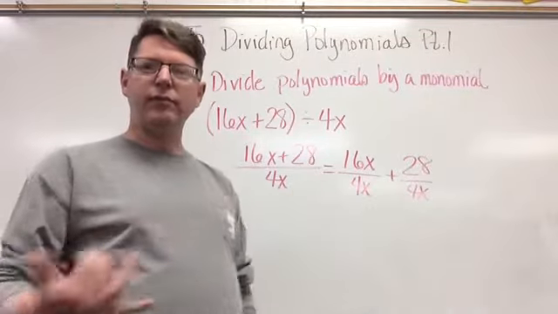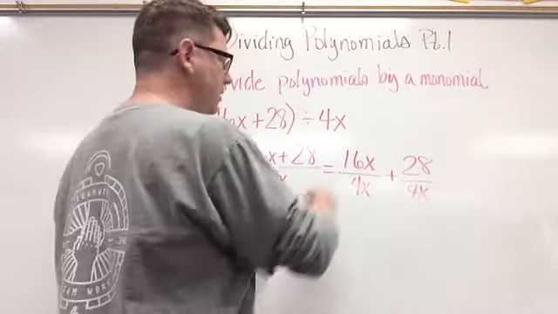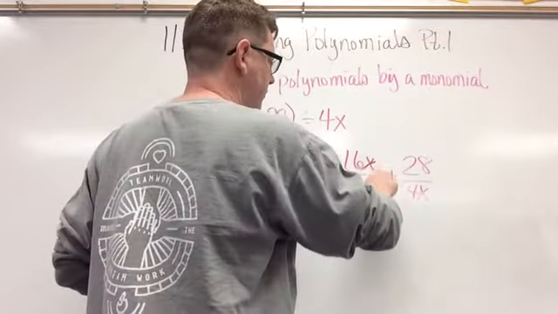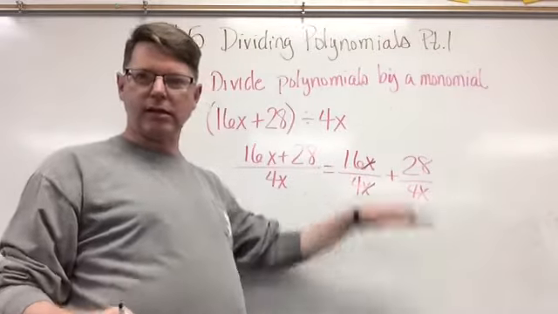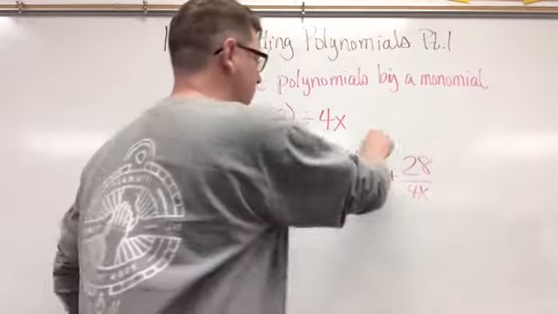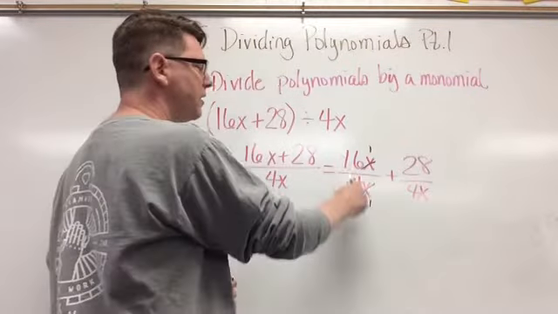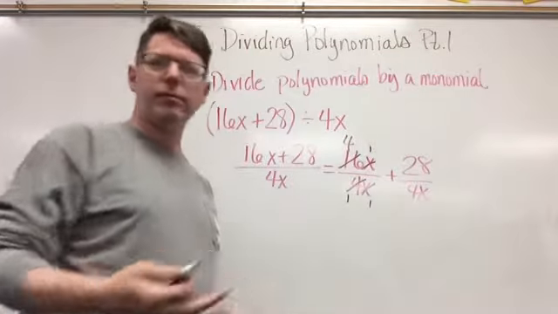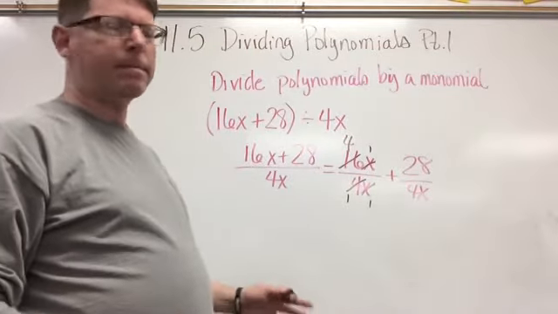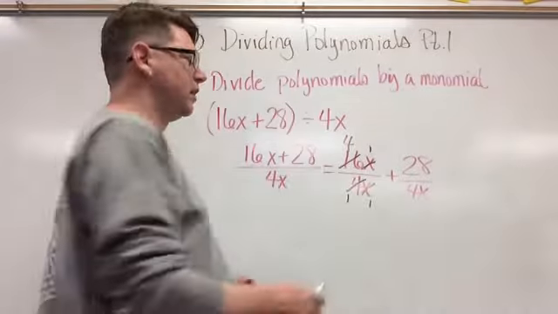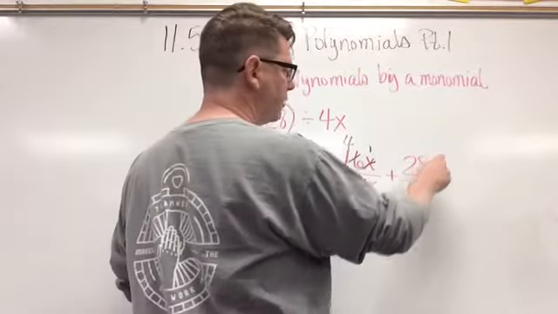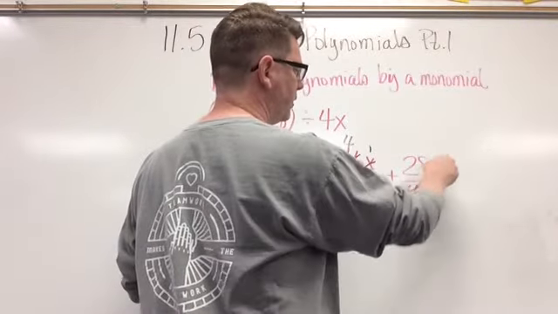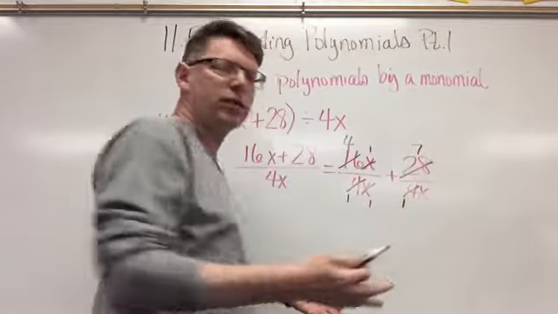Now I'm just going to simplify the fractions. I can cancel out the x's because x divided by x equals 1. So that's 1 and 1. And then 16 divided by 4, the 4 becomes a 1 and the 16 becomes a 4. So I'm simply simplifying the fraction. Then I'm going to simplify 28 over 4x. I can divide 28 and 4 by 4, so the 4 becomes a 1 and the 28 becomes a 7. I can't do anything else with that x.